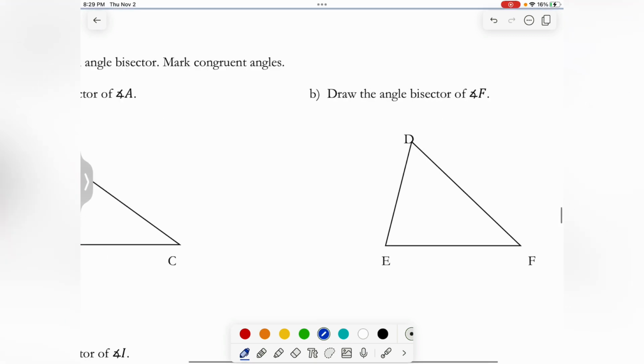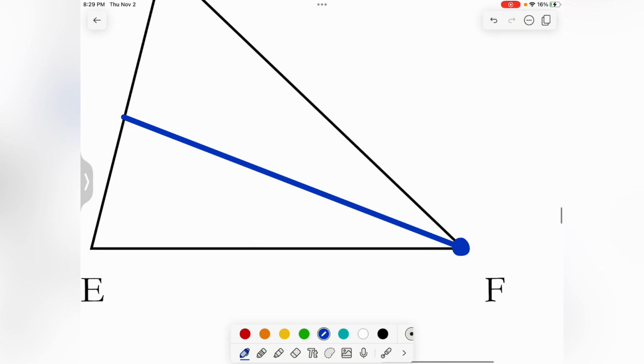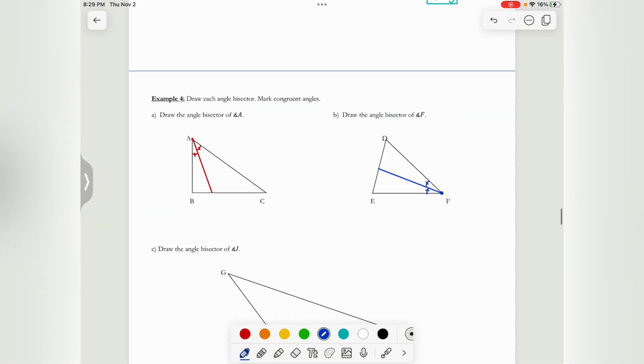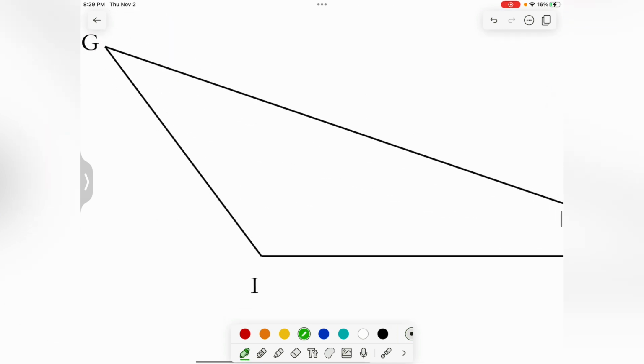This time we're going to do the angle bisector of F. Okay. So again, we want to make it look like it's actually the angle bisector. I would say that's like right here. And last, but certainly not least, the angle bisector of I. So for this one, let's see, this looks kind of like it would be right here.